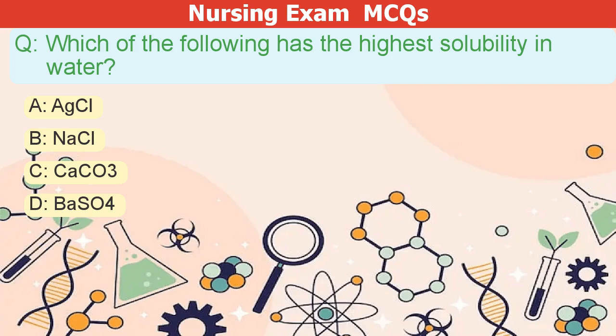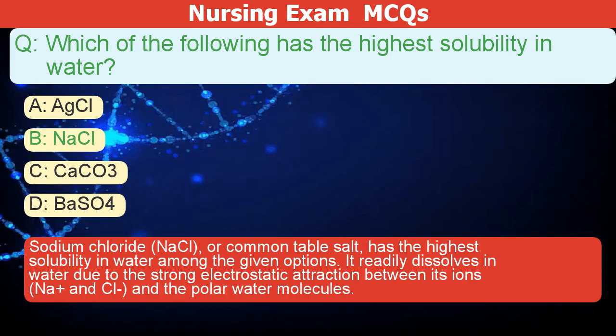Which of the following has the highest solubility in water? A. AgCl, B. NaCl, C. CaCO3, D. BaSO4. The correct answer is B. Sodium chloride, NaCl, or common table salt, has the highest solubility in water among the given options. It readily dissolves in water due to the strong electrostatic attraction between its ions, Na+ and Cl-, and the polar water molecules.